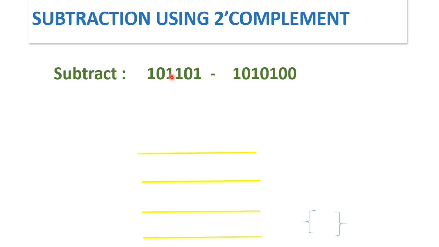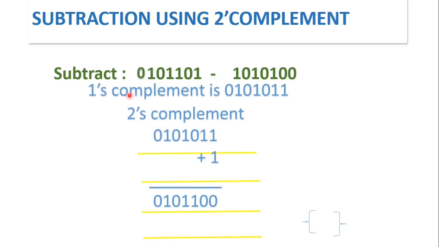So the first step would be the same, that we have to check the number of bits. As there are 7 bits here and 6 bits here, we need to add a 0. Then we have to calculate the 2's complement of the number which has a negative sign. So the 1's complement would be, this 1 is replaced by 0, this 0 is replaced by 1, this 1 is replaced by 0, this 0 by 1, this 1 by 0, and these zeros by 1. So the 1's complement is this, and to get the 2's complement we have to add a 1. And when we add a 1 we get 0 1 0 1 1 0.